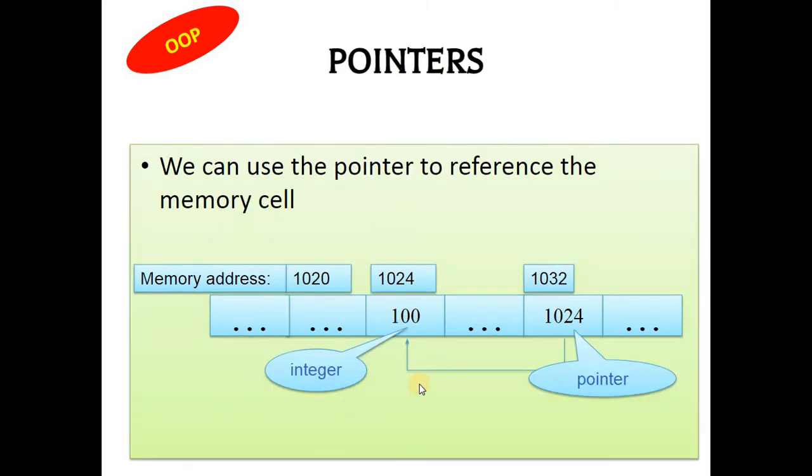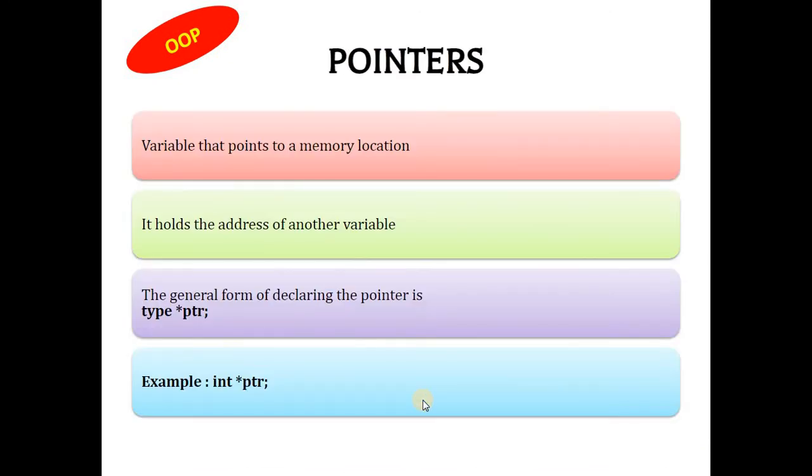So we can actually use a pointer to reference a memory cell. If I am accessing 1032, you can see the address of a is stored as 1024, and this 1024 is acting as a pointer pointing to the memory location 1024, which has the value 100, an integer value. So a variable that points to a memory location is said to be a pointer, which holds the address of another variable, as seen in the previous slide.